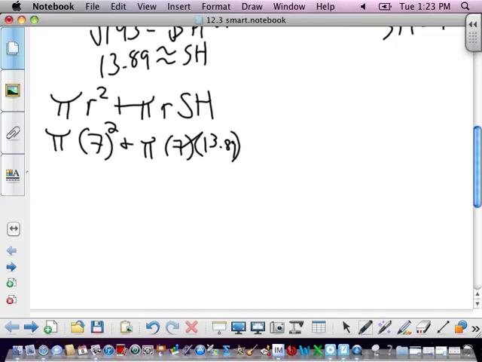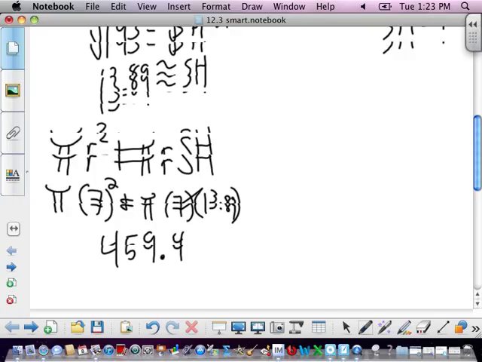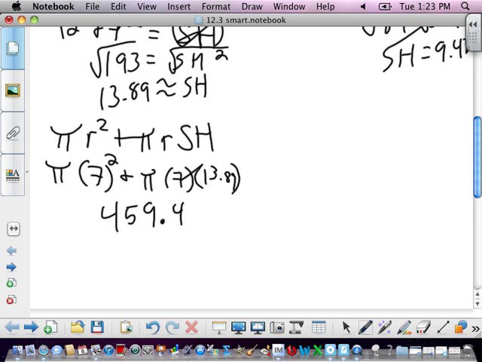And we get 459.4. And this was, what was it? Centimeters squared. Anybody confused? Okay, so your first step is using the Pythagorean theorem. You found the slant height. Second step, plug it in the formula. Third step, solve. I know it seems like a lot, but if you can plug it into the formula, you can find the slant height, you're good.